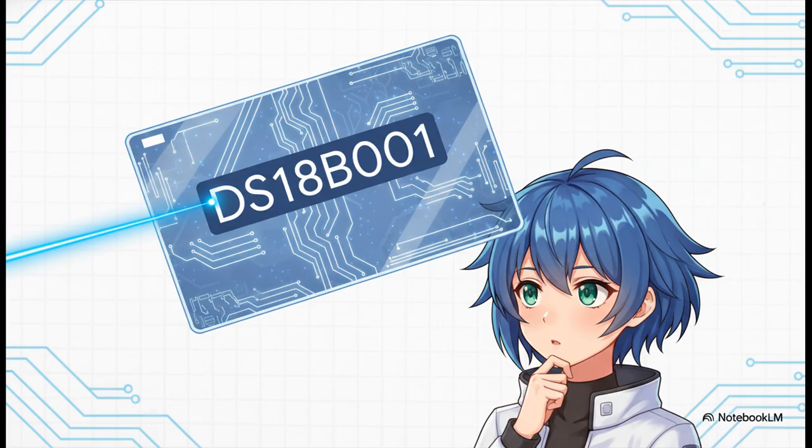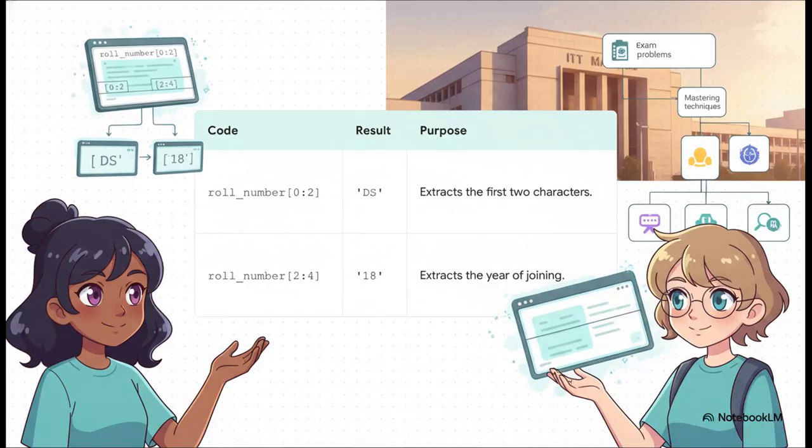Well, you guessed it, the answer is string slicing. And look at how simple this actually is. That roll number[0:2], that's just telling Python, hey, start at the very beginning at index 0 and grab everything up to, but not including index 2. And boom, just like that, you've got the branch code. Same thing for the year with [2:4]. Seriously, if you master this one little technique, you've just unlocked how to solve an entire category of exam problems.